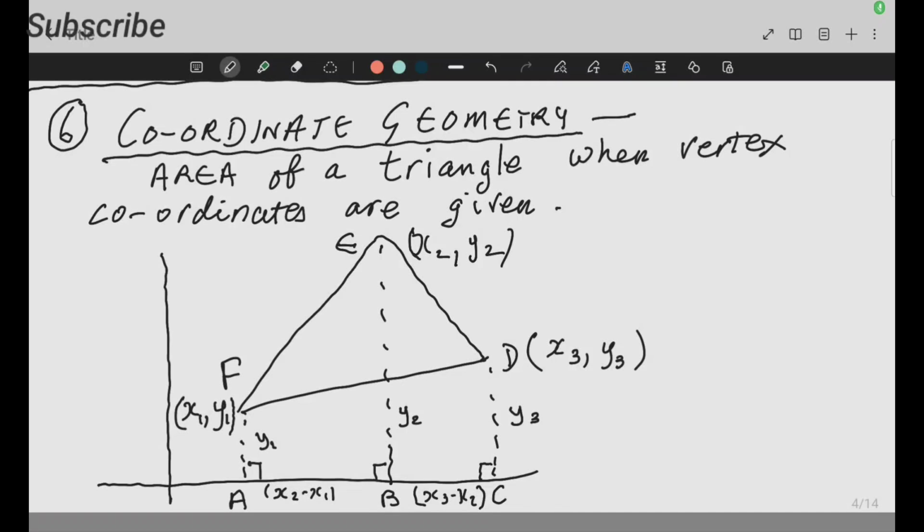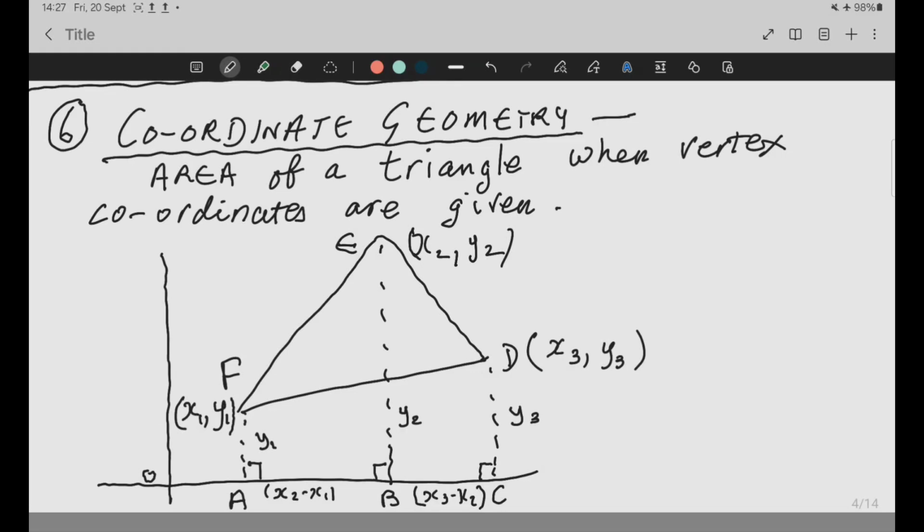This is the sixth topic in basic coordinate geometry, and in this passage we want to derive a formula for finding the area of a triangle when the vertex coordinates are given. So I've drawn a diagram here showing the triangle FED, whose area we wish to find, and I've given the coordinates of F, E and D in the usual way, and put in some extra lines which will help us understand what I'm about to say.